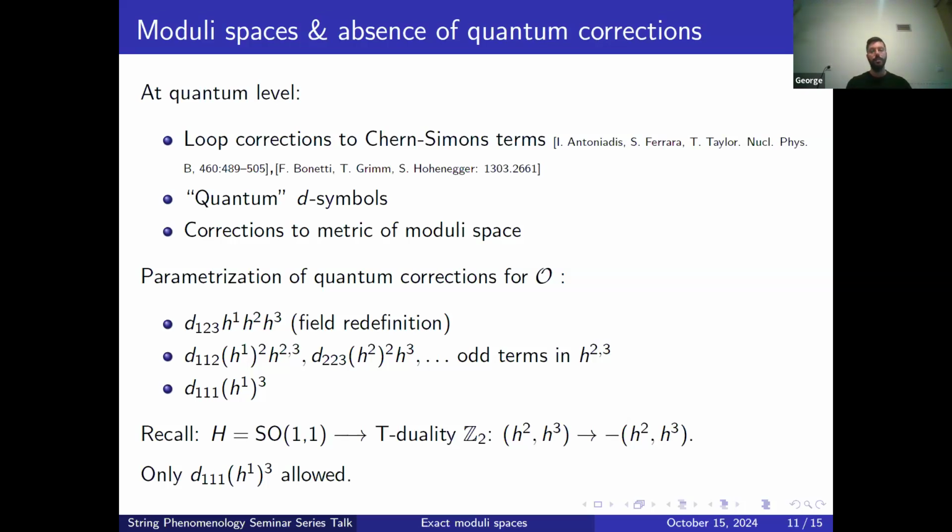In this case, it's just the Z2 group, which is exactly the T-duality group associated with the circle on which we perform the shift. And this group acts by sending H2 and H3 to minus H2 and minus H3. So all these terms, which are odd in H2 and H3, or combinations of the two, are not invariant under this symmetry, so these terms are not allowed by this T-duality symmetry. So the only possibility left is to add a term proportional to H1 cubed. And this term is, in principle, allowed.